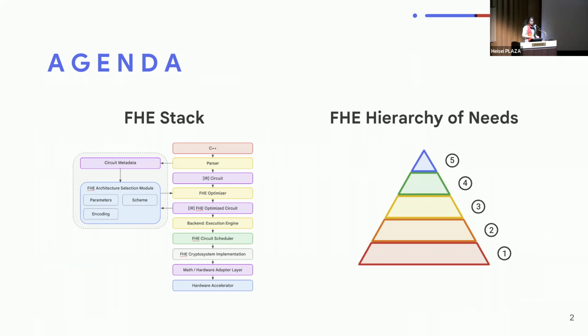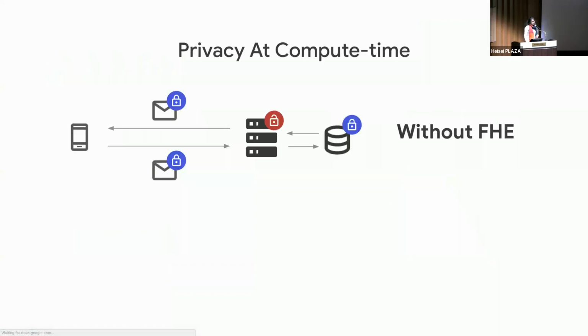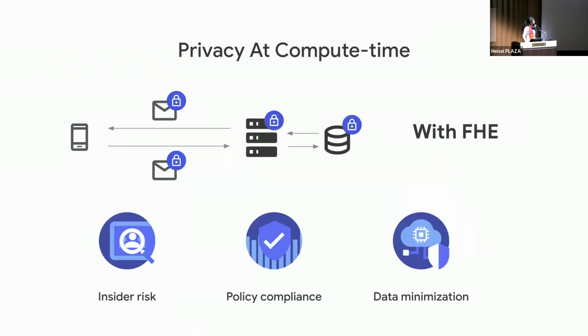And because FHE is such an interesting and challenging space, I talk about using a more abstract framework called a hierarchy of needs to define a path to real-world FHE, that is, using FHE for privacy. So what privacy benefits does FHE provide? In the current world, we have secured storage and secure communication, but not secure computation. And FHE bridges this gap.